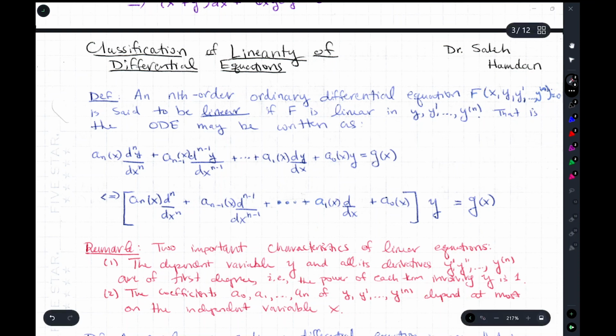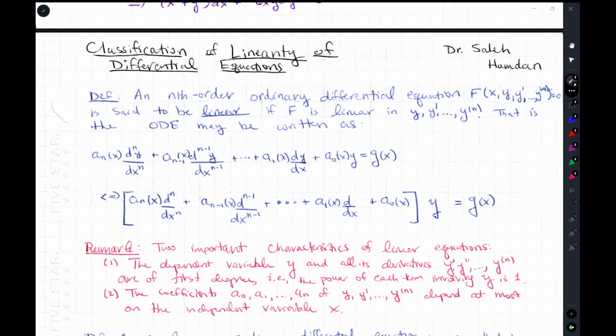All right, what about linearity? Linearity is a very important concept when you talk about differential equations, any differential equations, ordinary, partial. It's super important to think about linearity, okay? And so let's define it. An nth order ordinary differential equation, and you know, here for our theorems, we're writing this implicitly, is said to be linear if f is linear in these variables, okay? That is, the ODE may be written in this form right here, okay?